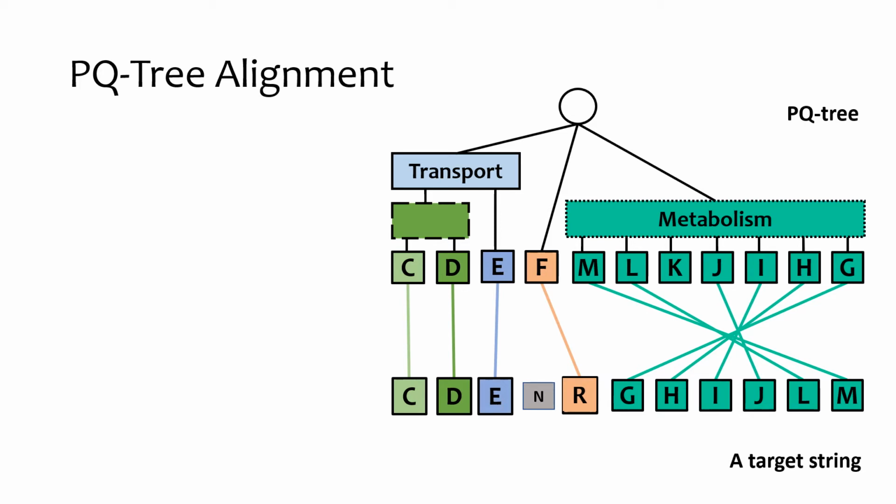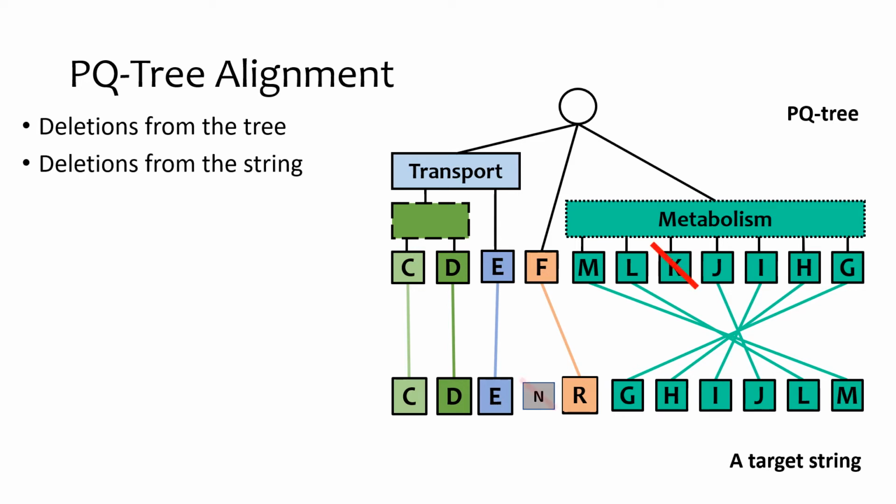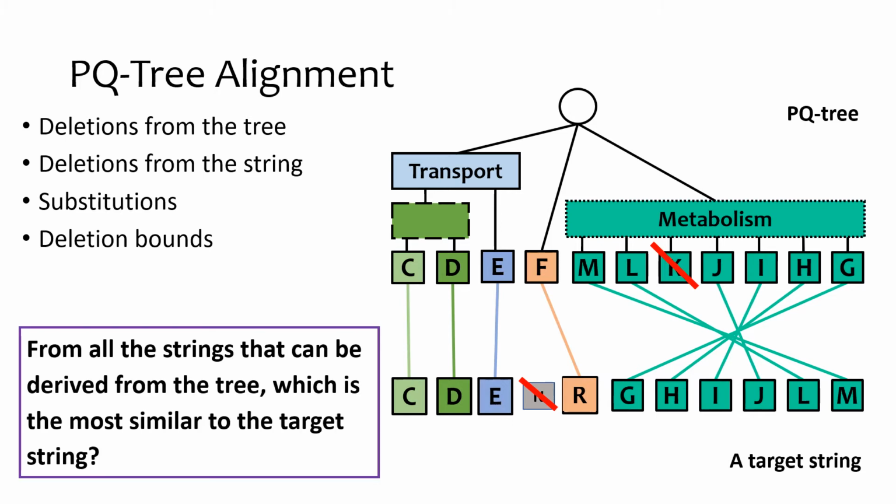In this problem, rearrangements guided by the PQ tree are allowed, as well as deletions from the tree, deletions from the string, and substitutions. Generally, for a gene cluster, there should not be many deletions, so bounds on the numbers of deletions are given as input, but they can always be set to infinity for a more general variant. PQ tree alignment is an optimization problem, and the objective is to find a string that can be derived from the PQ tree that is the most similar to the target string. Here, similarity is measured as a sequence alignment score.